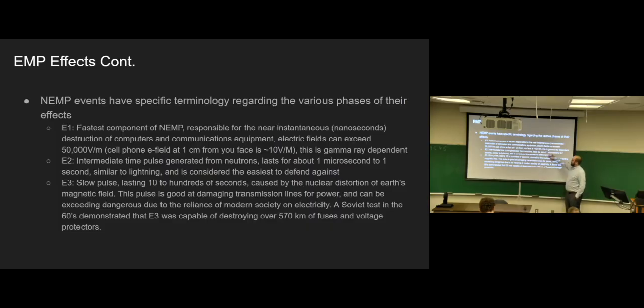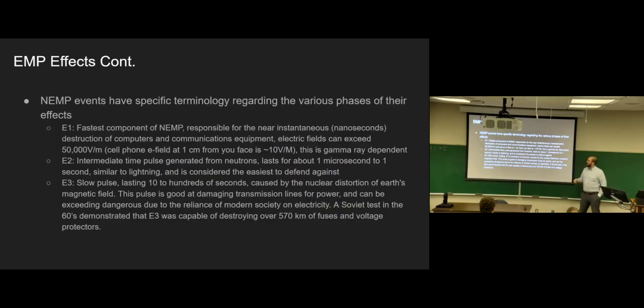This one is interesting, E2. It's the intermediate time pulse. This one is generated from the neutron effects. E1 is from gamma rays. And has anyone taken a physics class and heard about Compton effect, Compton scattering, anything like that?